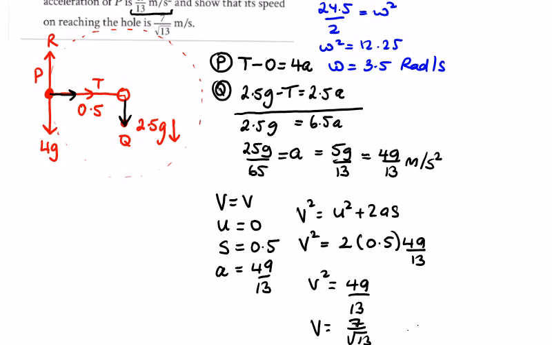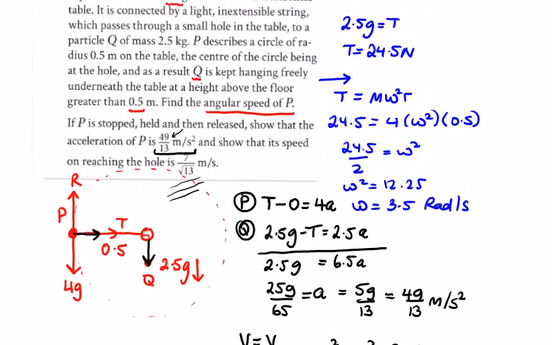What were they looking for? They were looking for 7 over root 13. Happy days. And that's meters per second. And that's question 9.